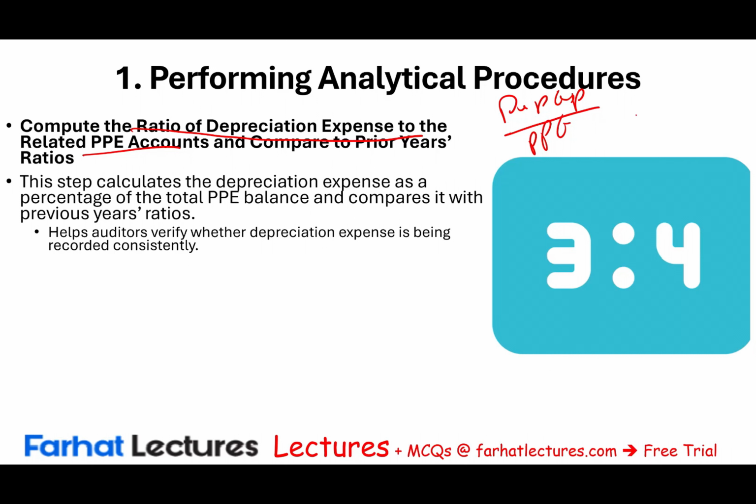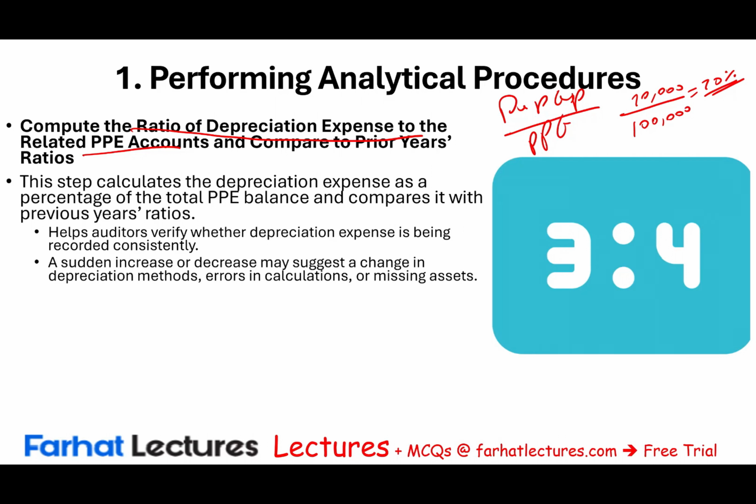So as I mentioned in the prior session, on the prior slide, if we have 100,000 in PP&E, we're using the straight line over 5 years, the rate should be 20% because every year 20% of whatever we purchased should be depreciated over the 5-year period. If there's any change, a sudden increase or decrease might suggest a change in the depreciation method, error in computation, or missing asset. So all it does is tell us something we need to look into a little bit further. Maybe depreciation is computed incorrectly or the property, plant, and equipment is computed incorrectly.